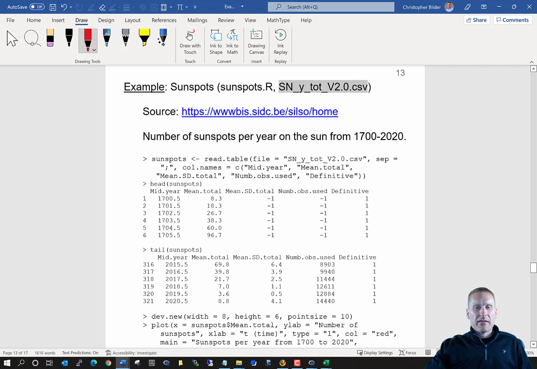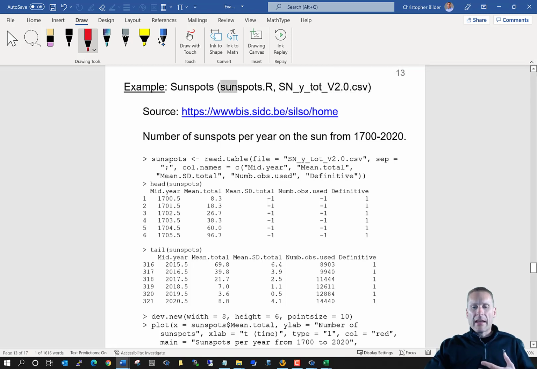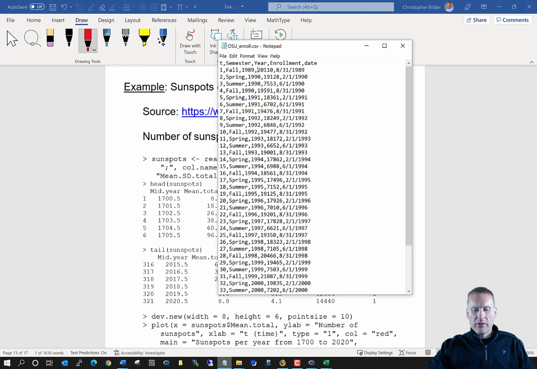This is what the data set's called. I downloaded it from this particular website here, and then the R program that I'm going to use to examine it is called sunspots.r. And what this data set gave me is the number of sunspots per year on the sun from 1700 to 2020. Let me actually show you the actual data format because it was unique.